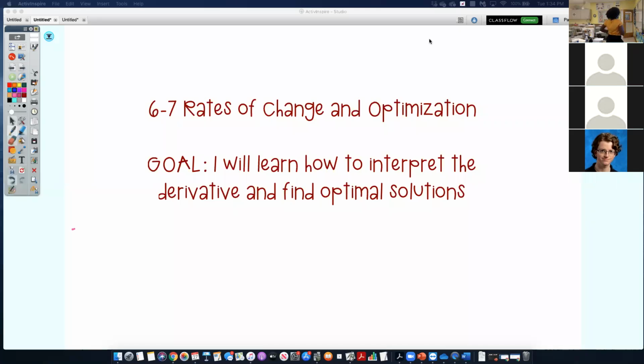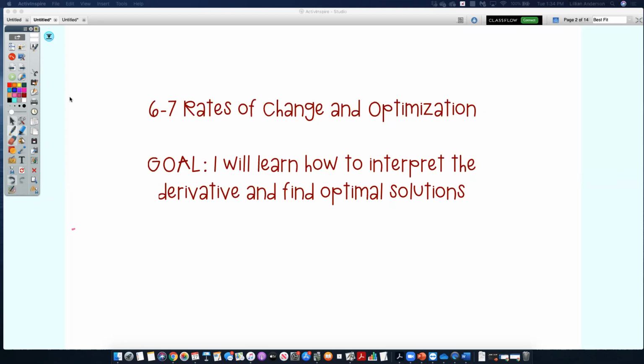Rates of change and optimization. So we're talking about today. Okay, you guys are going to learn how to interpret the derivative in context of a real world situation, and you're also going to be able to use derivatives to find optimal solutions. Okay, so let's talk about rates of change first.